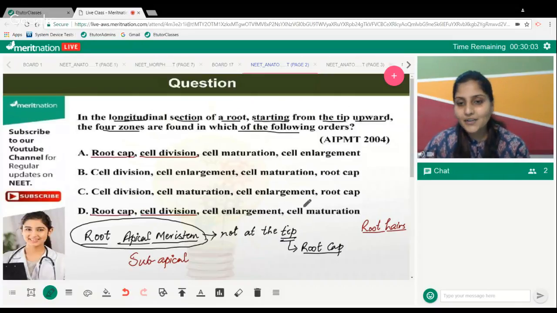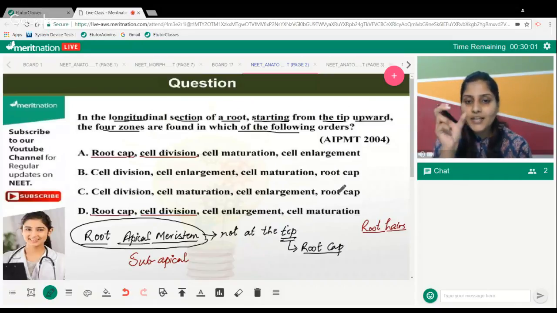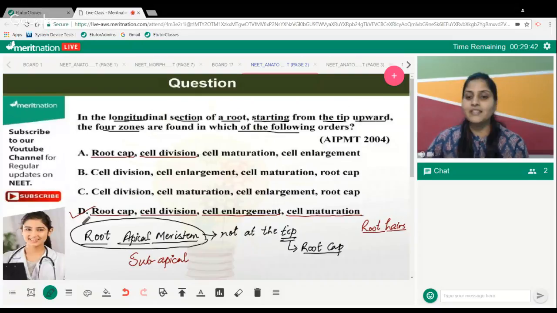Hence we got the idea that when you are looking at a root, you find root hairs are coming from the topmost position. That is why cell maturation has to be the fourth zone, the topmost, and in between you are going to have cell enlargement. So option D appears to be the right option.